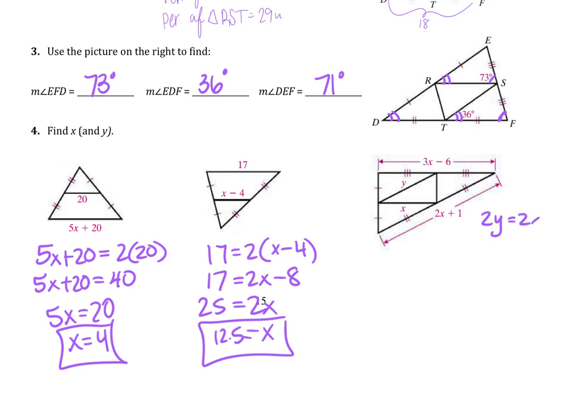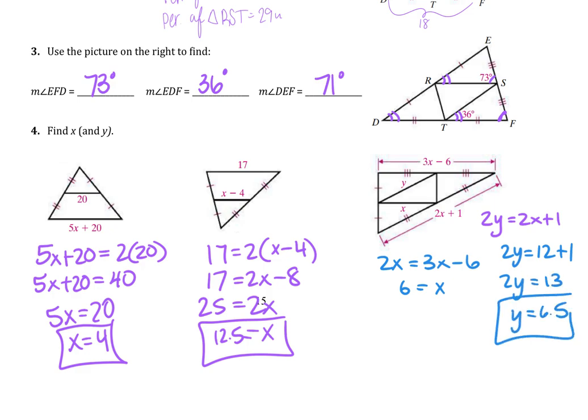2y equals 2x plus 1. So we can't solve that yet. So then let's go to the other one. 2x equals 3x minus 6. X equals 6. Now that we have that, we can plug it in. So 2y equals 12 plus 1. 2y equals 13. Y equals 6.5. There we go.